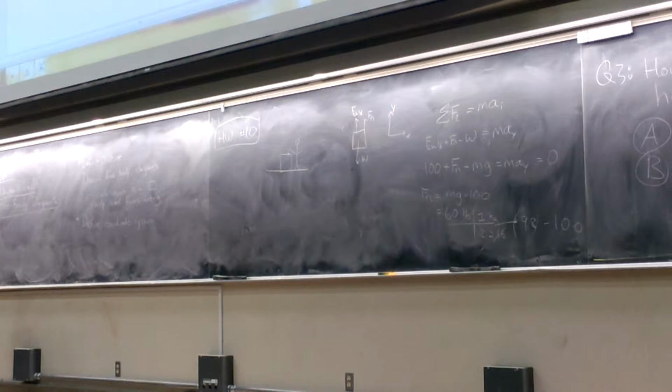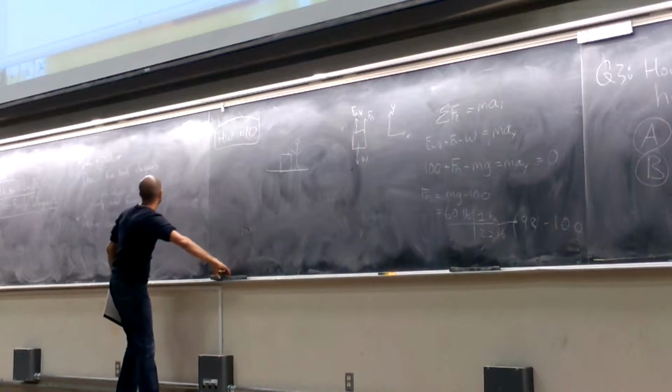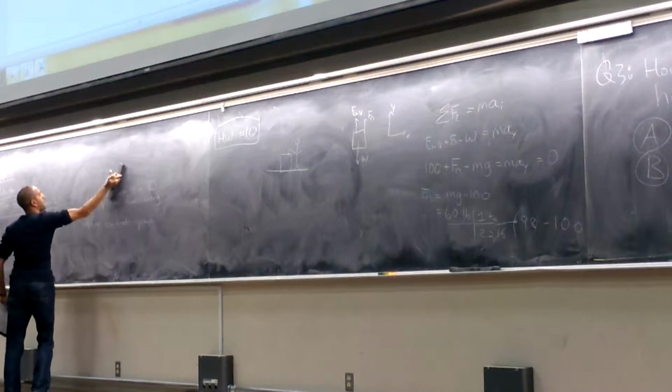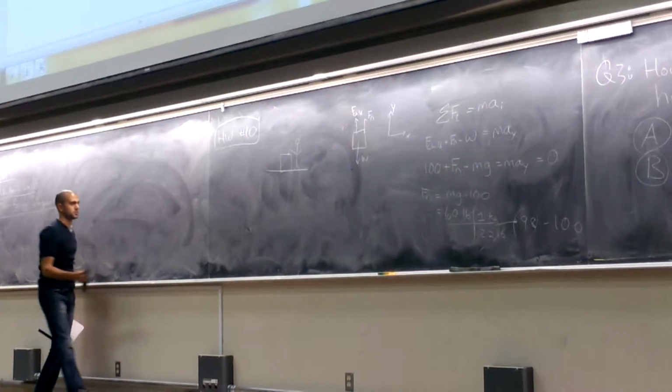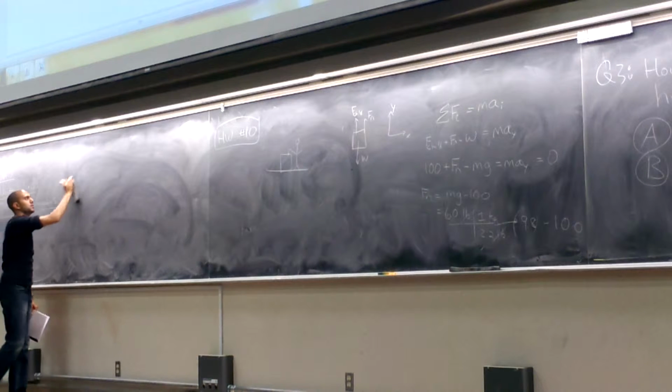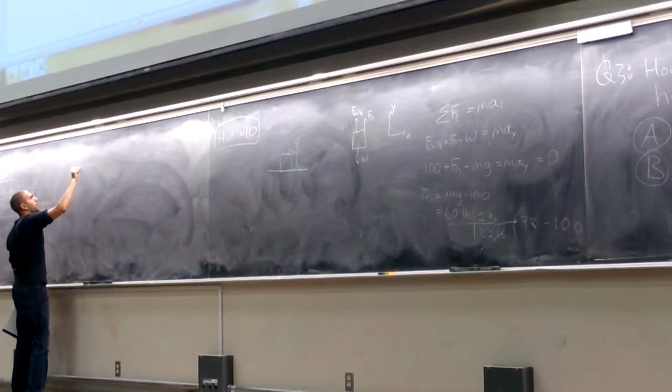All right, so this next problem is called the Atwood machine. This is a good problem because it also illustrates one of the main steps on Professor Parr's recipe, which is limiting cases. We'll talk about that right now.